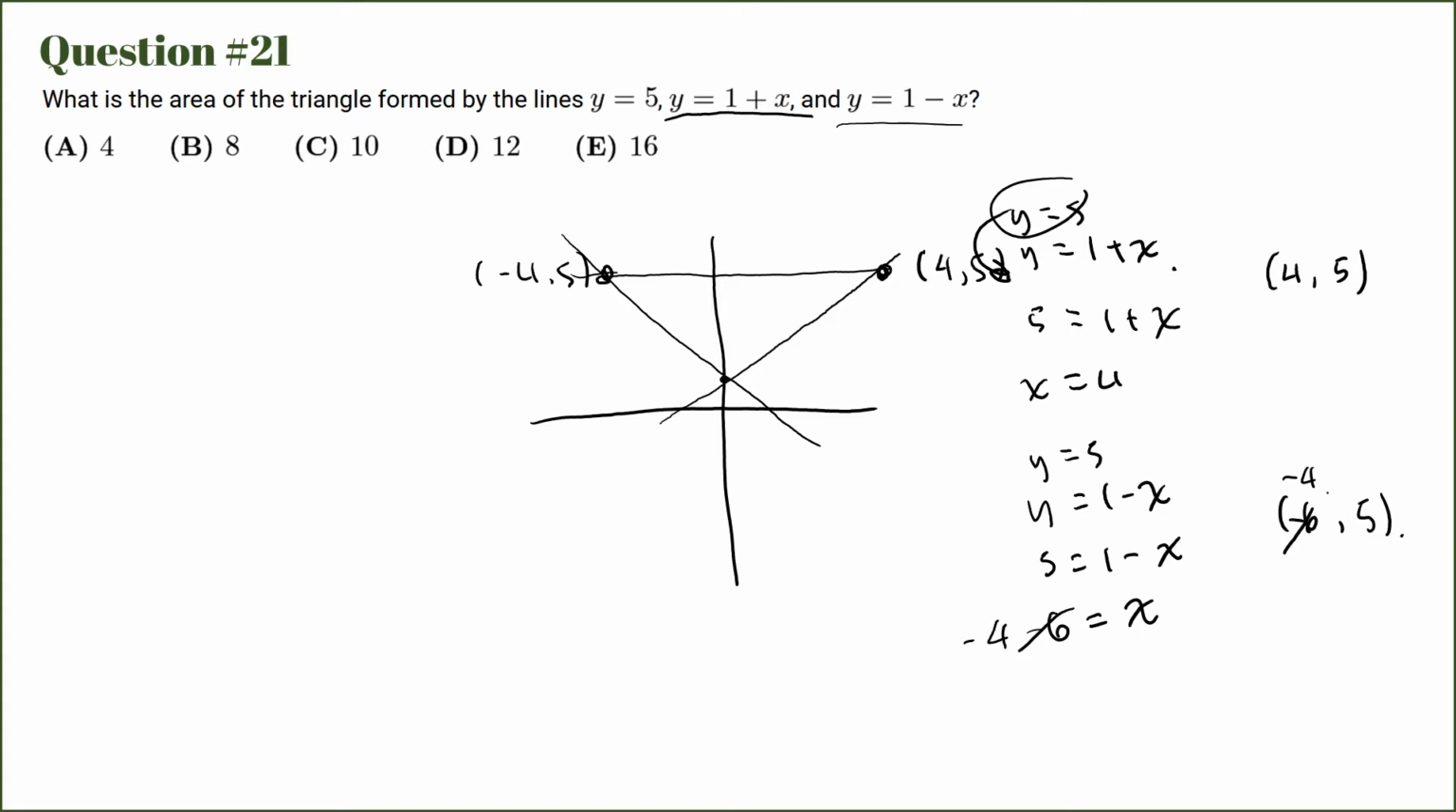So we know that this length is 8. And we know that this height has to be 4 because this is a length of 1 and this entire thing is length of 5. So now we have the base and the height, so we can calculate the area. The area is 8 times 4 over 2, which is 16, or E.